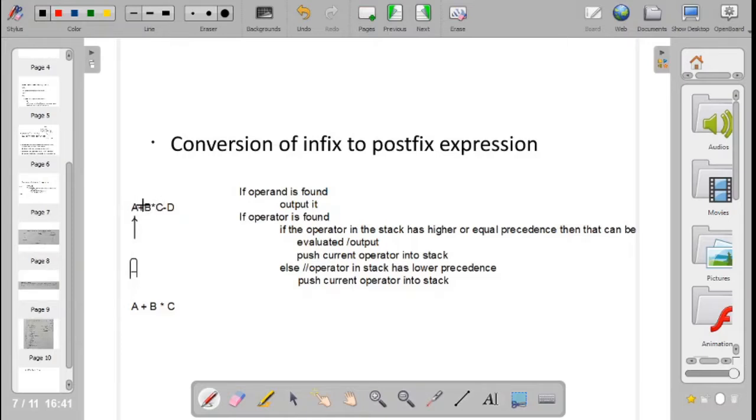So the general rule is, whenever you come across an operator, you cannot decide at this point in time whether it can be evaluated right now or not. So it will be saved somewhere, and what we use is a stack. We read plus, we don't know whether it can be evaluated right now, so we save it in a stack. When we read an operator, the decision about the current operator cannot be taken now, and we will push it into a stack.